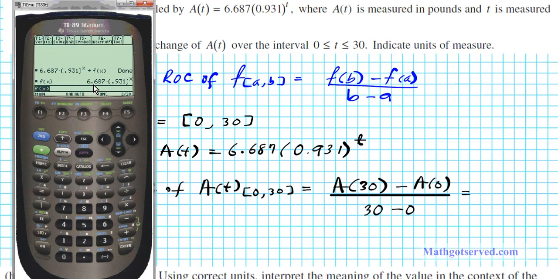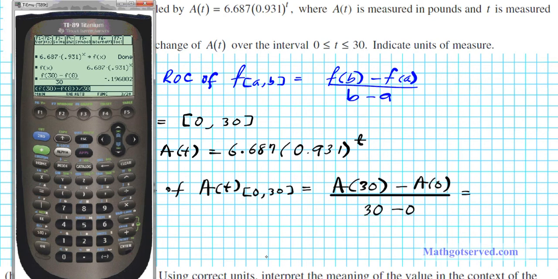6.687 times 0.931 raised to the x power. Okay, so to easily calculate my average rate of change, all I'm going to do is compute, in parentheses, f(30), remember that's A(t), minus f(0). That's my numerator. Close it. Divided by 30 minus 0, which is just 30, so divided by 30. Diamond enter to get the approximate result, which is negative 0.197 to 3 decimal places.